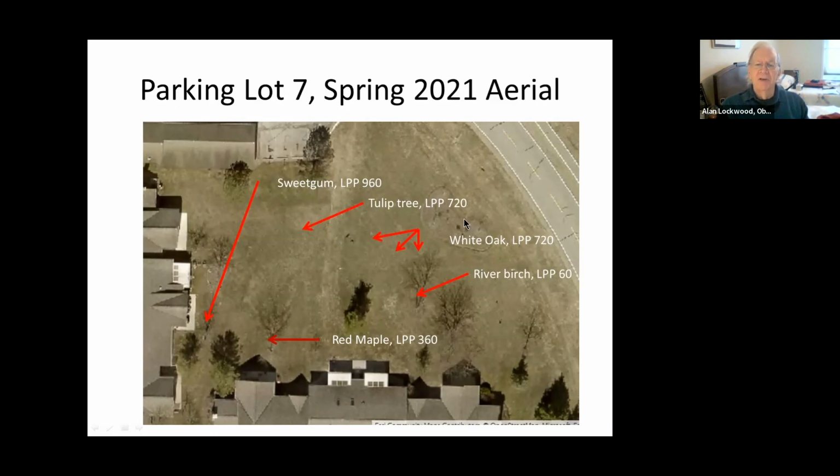Each of these have LPPs of 720, just a bit below the sweet gum. Here is a red maple, one of the most common trees on our campus. It has an LPP of 360.